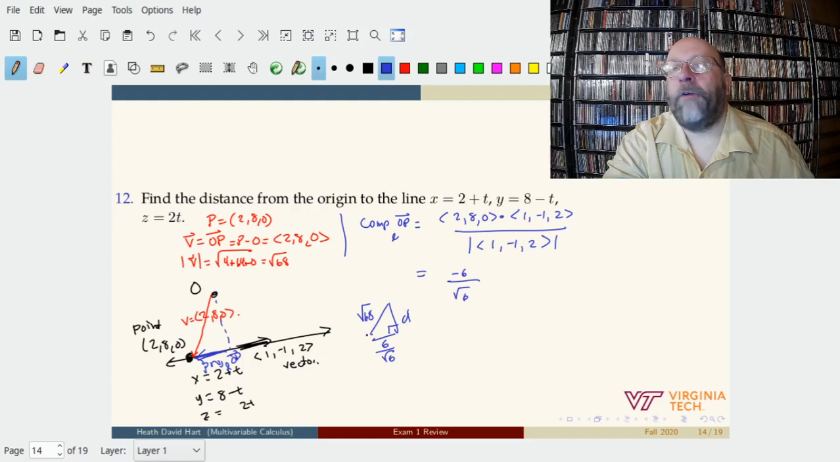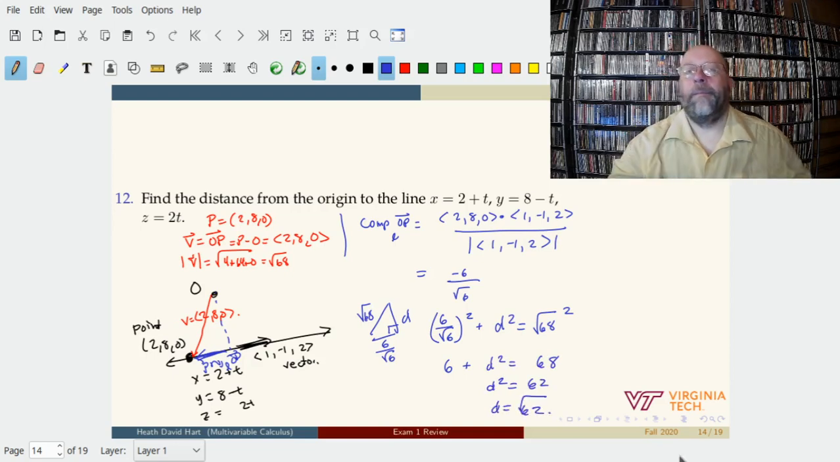But we can use the Pythagorean theorem now. 6 over root 6 squared plus d squared equals square root of 68 squared. 6 over root 6 squared turns out to just be 6. Plus d squared is equal to 68. And so d squared is equal to 62. And so d is the square root of 62. All right. We're chugging along. 5 more.